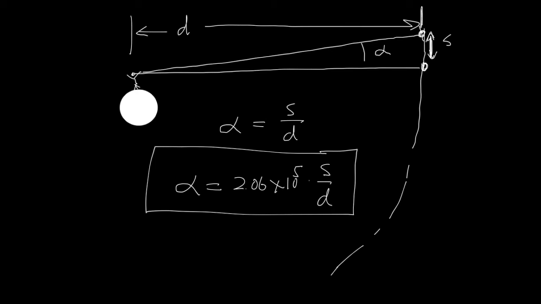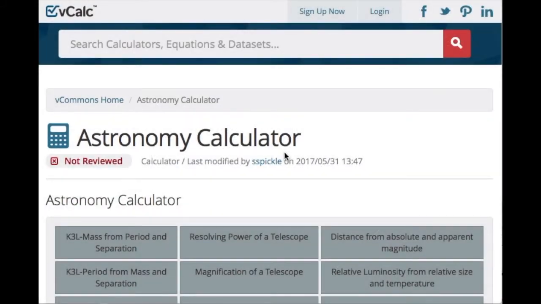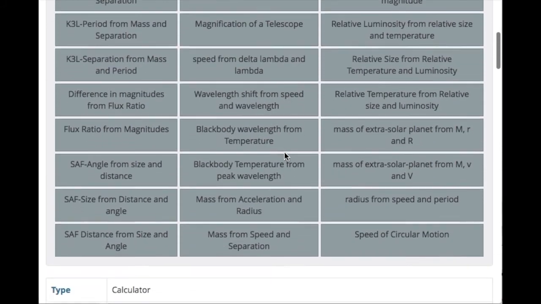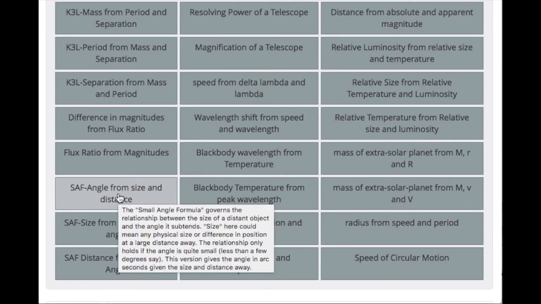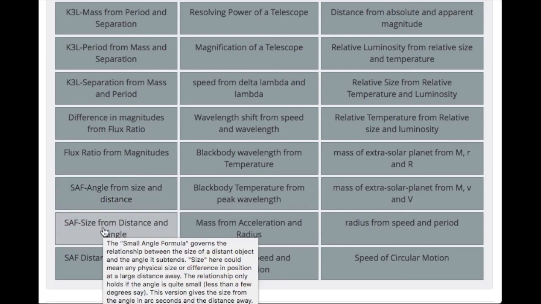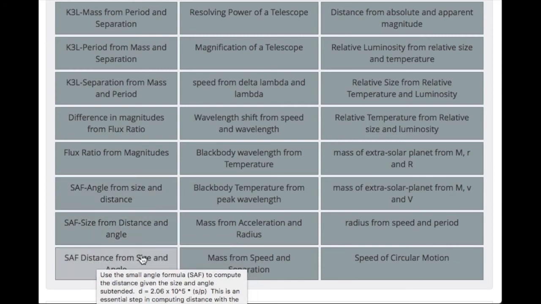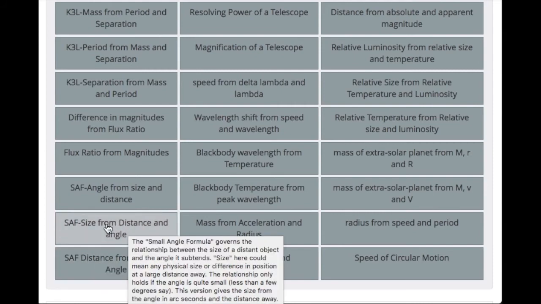So here I'll pop over to that and explain. Okay, so suppose we go to the VCalc website and we want to solve a small angle formula problem. First of all, the small angle formula equations are here, here, and here. So the question is, what do we know and what do we need to know? In the particular example that I was asked about, the things we know are the distance and the angle. So the first one gives you the angle if you know the size and the distance. The second one gives you the size if you know the distance and the angle. And the third one gives you the distance if you know the size and the angle. So in this case, we're interested in this middle one.